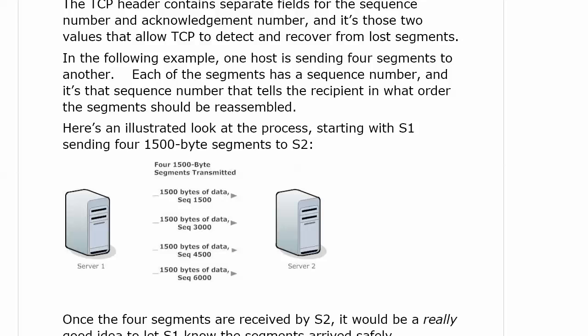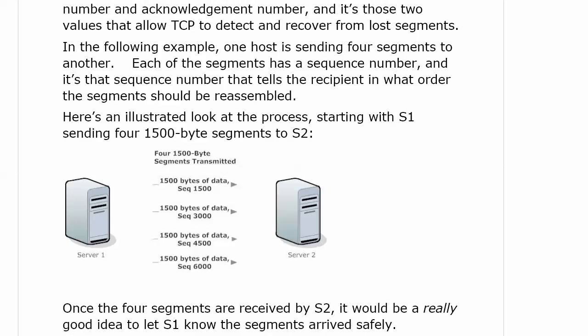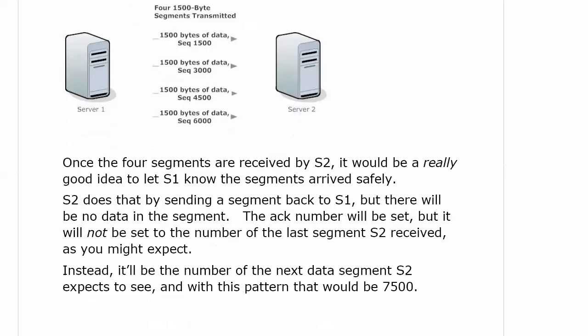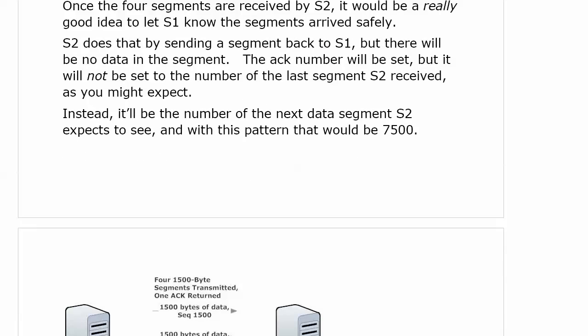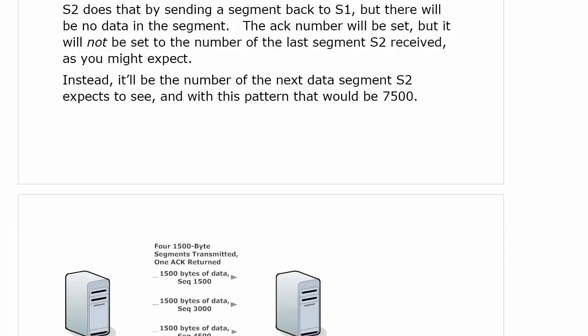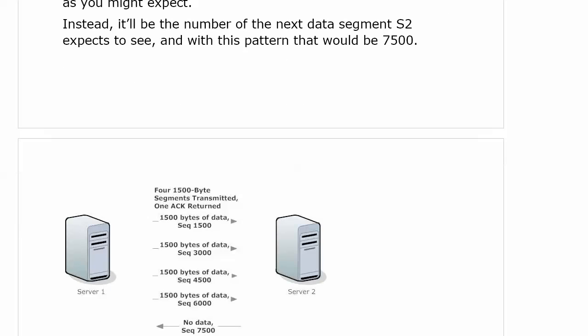So once the 4 segments are received by server 2, it would be a good idea to let server 1 know that the segments arrived safely. Now, the server receiving those segments is going to do that by sending a segment back to S1 but without any data in the segment. Now, the ACK number will be set, but it will not be set to the number of the last segment server 2 received, as you might expect.